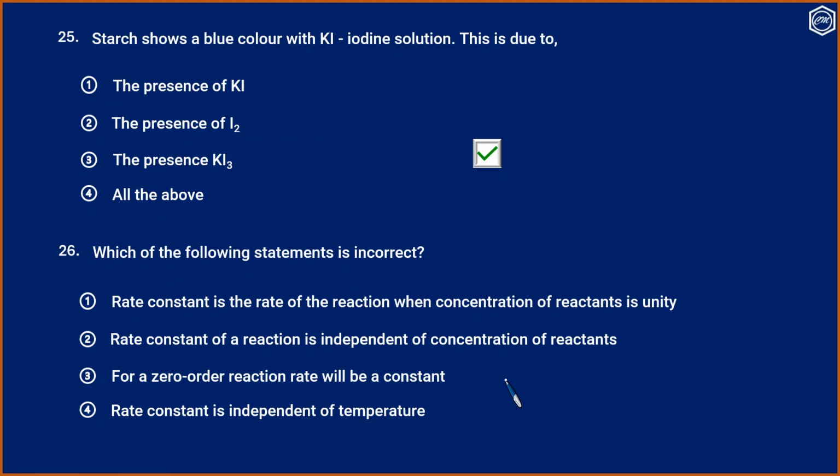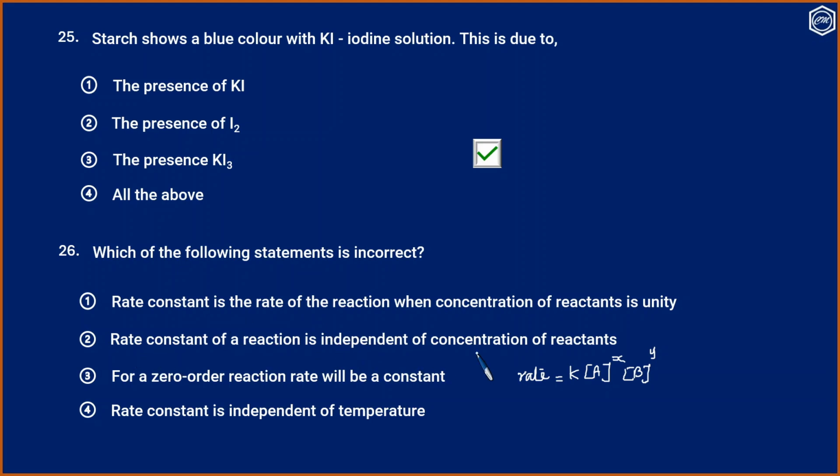For a hypothetical reaction A plus B giving products, the rate law could be written as rate is equal to K into concentration of A raised to X into concentration of B raised to Y. When the concentrations of A and B are unity, rate will be equal to K. That means the rate constant is the rate of the reaction when the concentration of reactants is unity. So it is a correct statement.